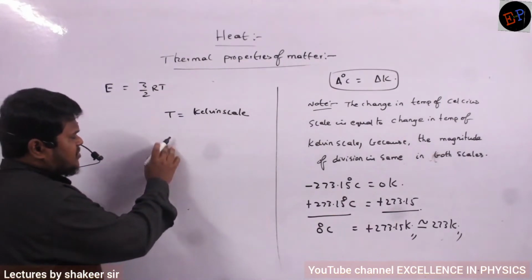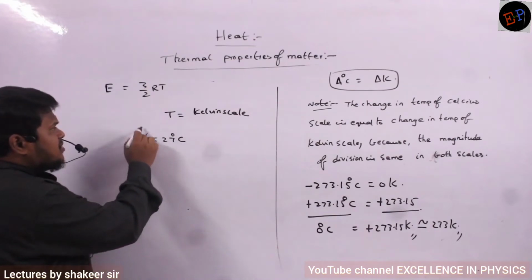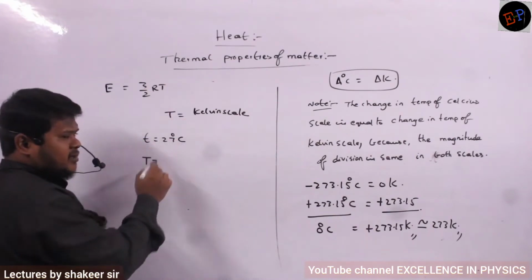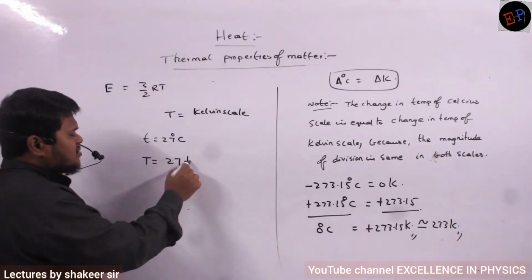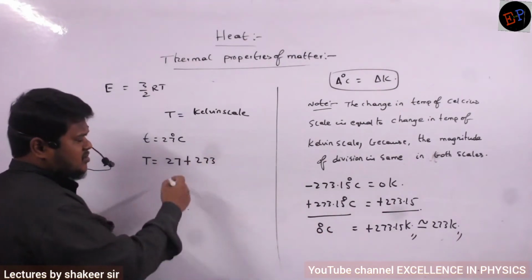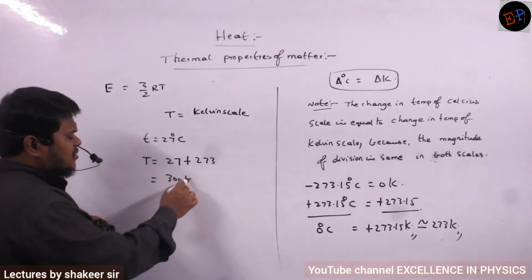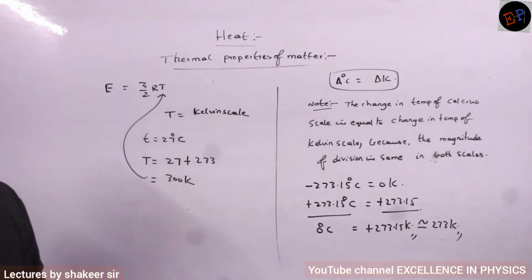For example, if temperature is given as 27 degrees Celsius, then can you substitute here directly? No, you have to convert it into Kelvin scale. How can I convert this into Kelvin scale? So 27 plus, what do I have to add? I have to add 273.15, or you can just write 273. So 27 plus 273 will become 300 Kelvin. Then this 300 Kelvin you can substitute here. Are you able to understand?